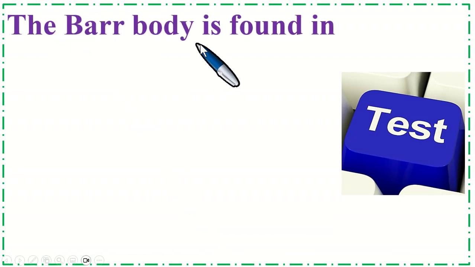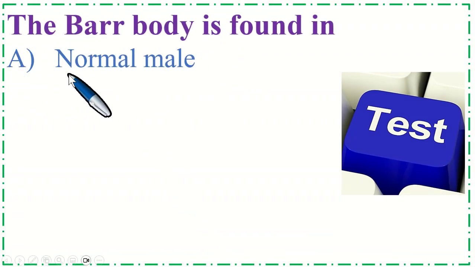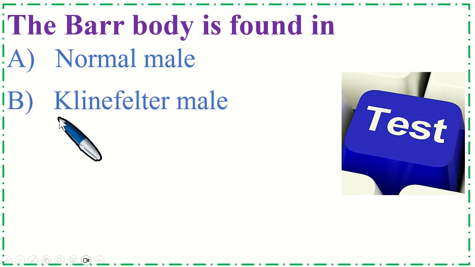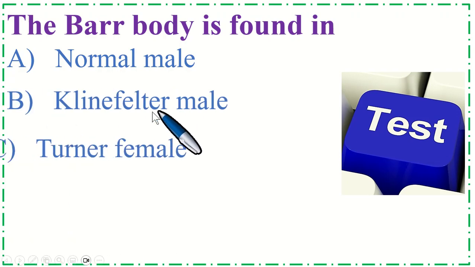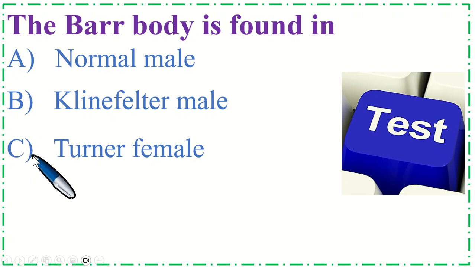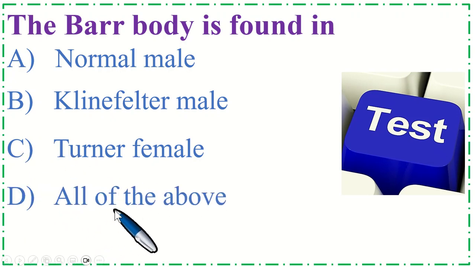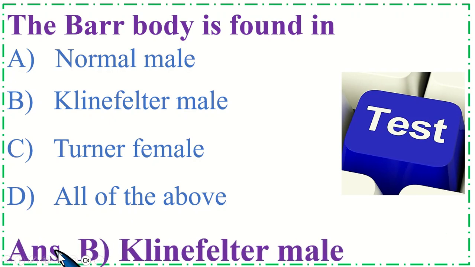The Barr body is found in option A, normal male, B, Klinefelter male, C, Turner female, option D, all of the above. So the correct option is B, Klinefelter male.